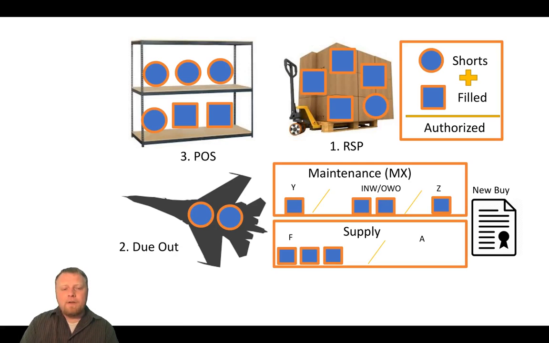That's an overview of these terms: RSP, Readiness Spares Package; POS, peace operating stock; and due out to maintenance. And then of course you have your supply and your maintenance at the depot. It's a lot more complicated than this, but that's a 1,000-foot view.